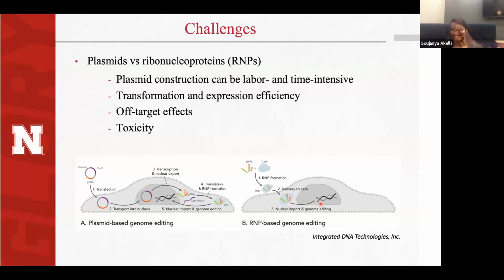I'm sorry, what am I talking about? Wait, you already have your complex. So this complex will go scanning the genome in the nucleus and do the cutting. Hopefully the guide RNA finds its match and it'll cut.